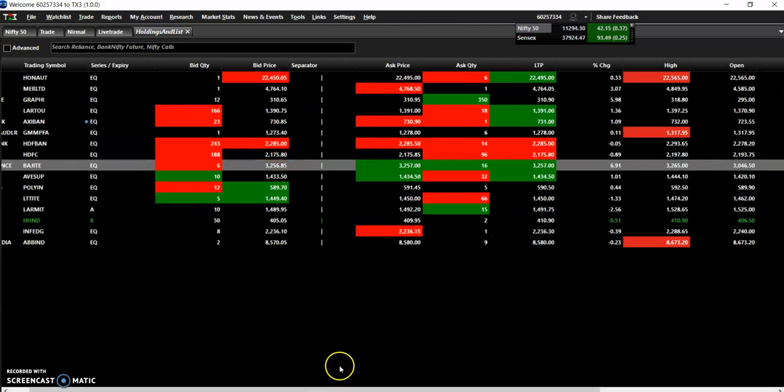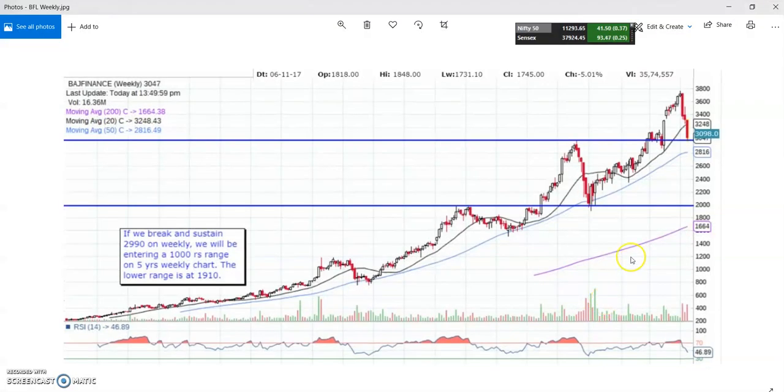Okay, let me show you a chart that I made yesterday. This was the chart that I made yesterday after market close to identify the levels here. As it's mentioned, if we break and sustain 2990 on weekly, we will be entering a 1000 rupees range on 5 years weekly chart. The lower range is at 1910.